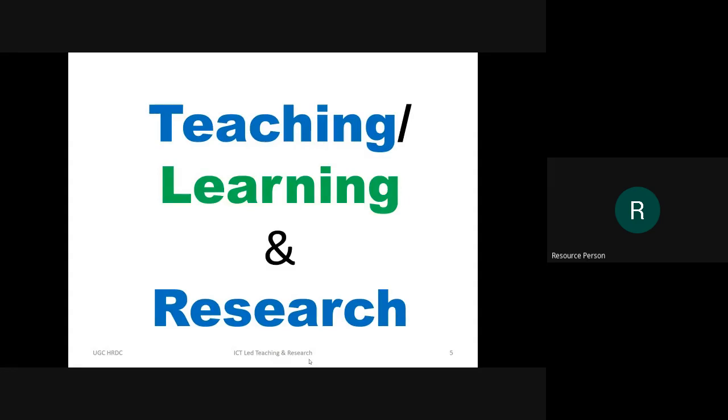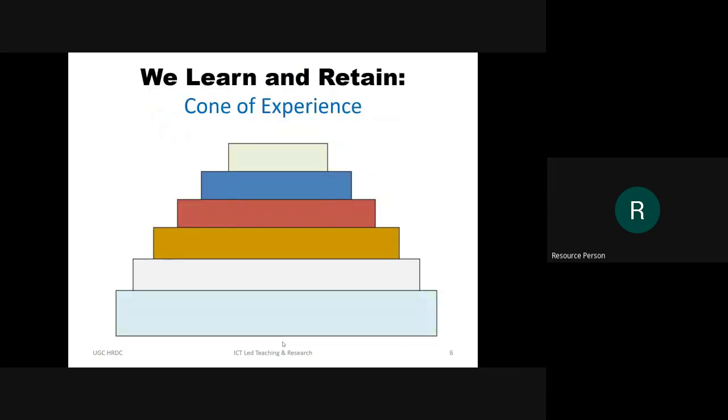So basically, how is it that it can help us in teaching, learning, and research? Now, as far as use of teaching aids and the tools and techniques for teaching learning is concerned, you might have heard of a study called Cone of Experience. Anything that we read, we tend to forget. Studies have shown that 10% of what is read will be retained. But if instead of reading, we are hearing, then the retention level is higher. And if we also visualize it by seeing the objects, the pictures, then the retention level is still higher.